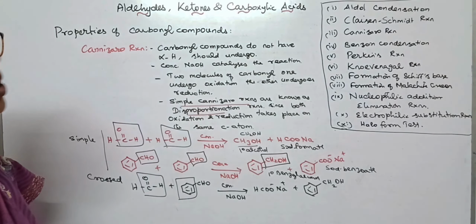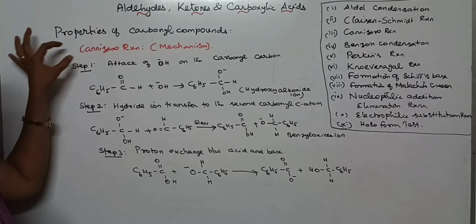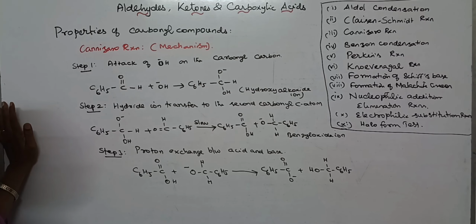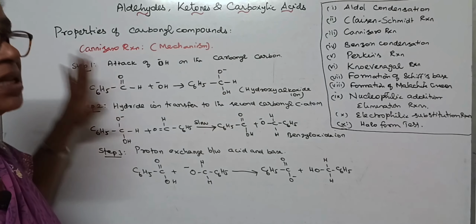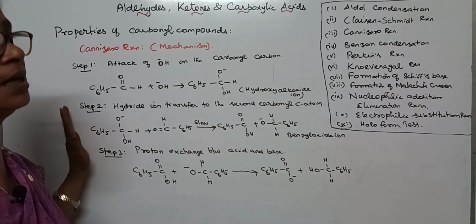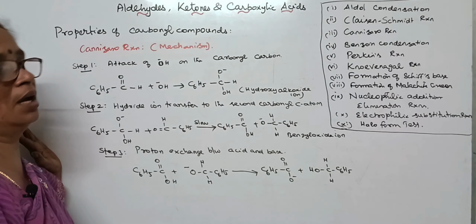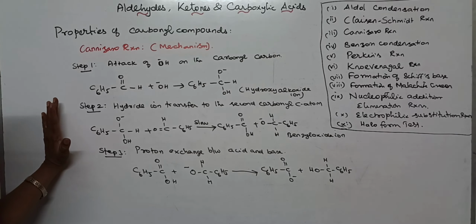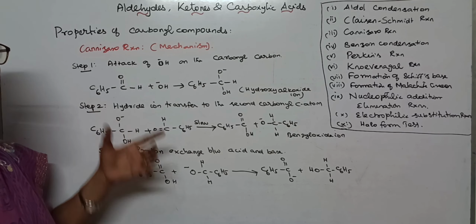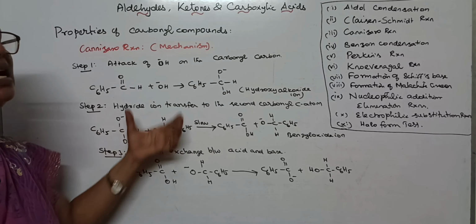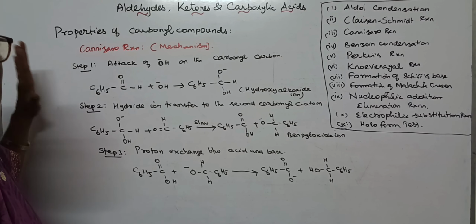That's all for Cannizzaro reaction. Let us discuss the mechanism involved in Cannizzaro reaction. This reaction involves two simple carbonyl aldehydes that do not contain alpha hydrogen, or different carbonyls, that is, formaldehyde and benzaldehyde, may also be used. We are going to discuss the mechanism for simple Cannizzaro reaction. Here the Cannizzaro reaction takes place between two molecules of benzaldehyde. We will get benzoic acid and benzyl alcohol. The reaction is a base catalyzed reaction.